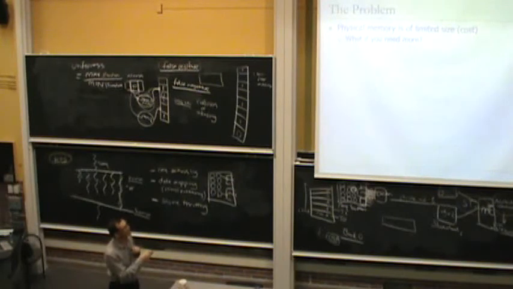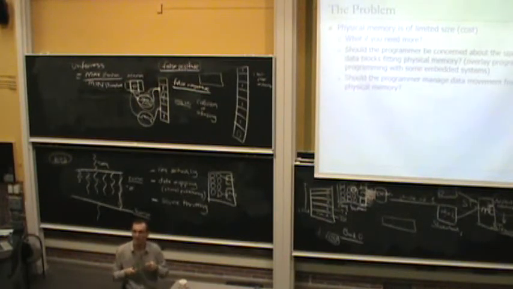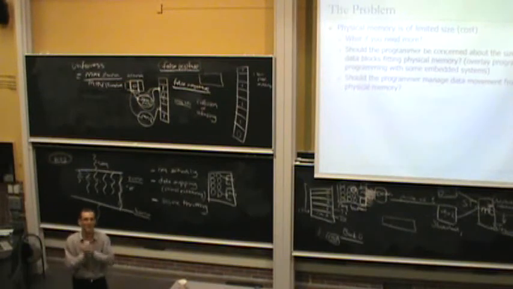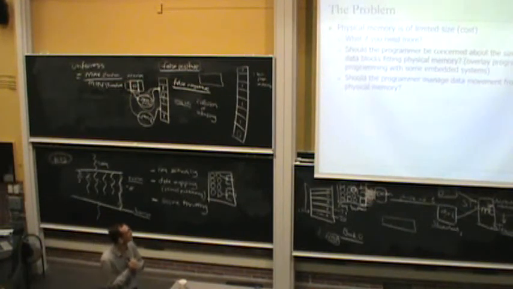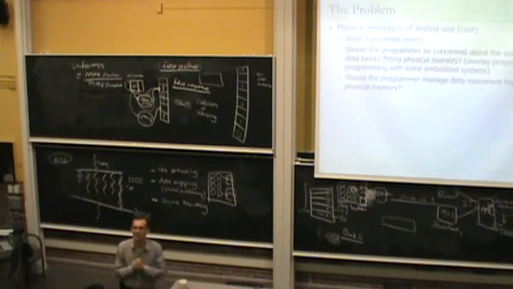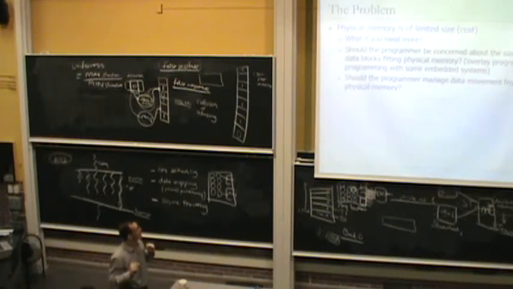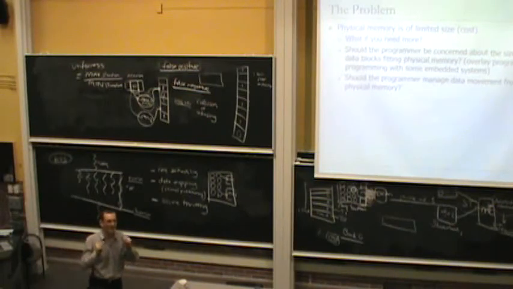What if you need more of the physical memory that doesn't exist when you're programming? What do you do? Should the programmer be concerned about how much physical memory there is in the system? When they're programming, should they try to fit the data blocks into that physical memory? Let's say you have physical memory that's 1 gigabyte, but the data that you're using is greater than 1 gigabyte. Should the programmer manage that? Well, in the old days, the answer was yes. The programmer should do that.